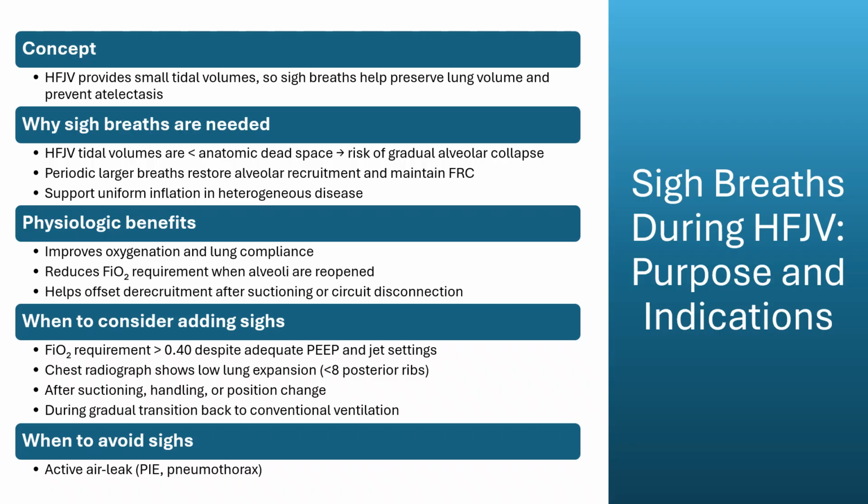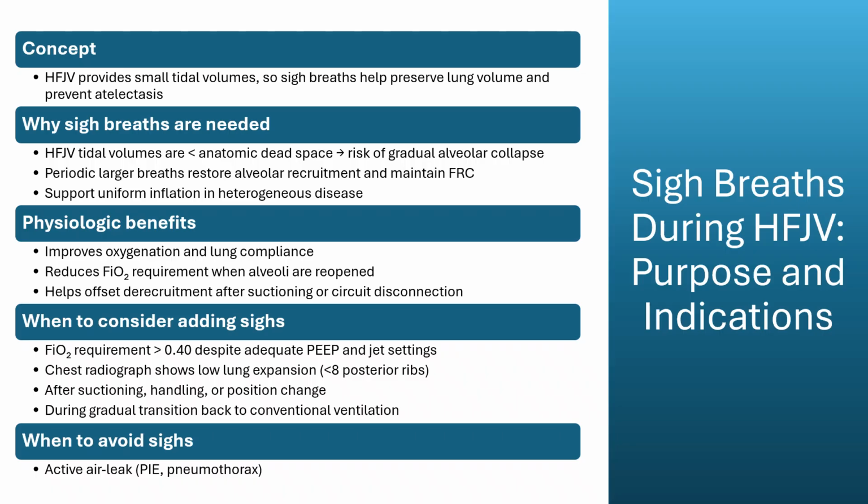The primary goal of adding sighs is to preserve functional residual capacity when oxygen requirements remain high or imaging shows underinflation. Sighs are most useful in diffuse disease such as respiratory distress syndrome, pulmonary edema, or evolving bronchopulmonary dysplasia, where compliance is uneven and some regions close between jet pulses. After suctioning, handling, or brief disconnection, sighs can also help reestablish baseline lung volume. Sigh breaths are introduced cautiously and discontinued once oxygen improves and lung inflation is stable.